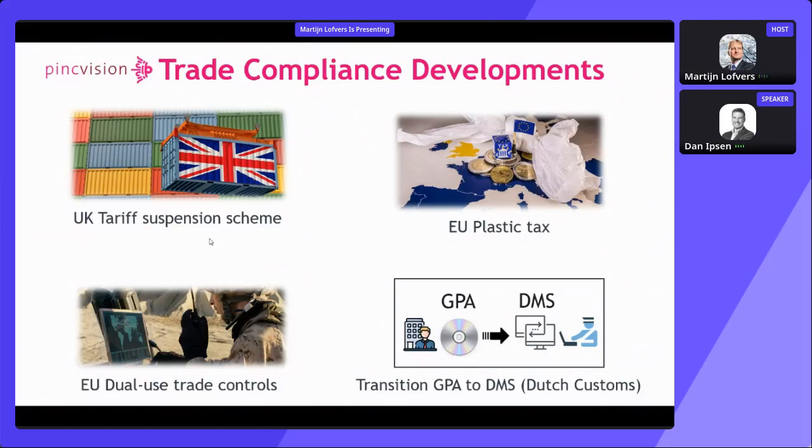So, let's start with the upper left corner. What do you see happening? Well, now that the UK is its own separate trading nation out of the EU, they've implemented their own tariff regime, and companies in that market can apply for reductions or removal of duties for a certain time. And once a suspension is granted and introduced into the market, then any company can take advantage of it. So if you're in the UK market, it's important to keep an eye on the suspensions and see if you can benefit from them as well.